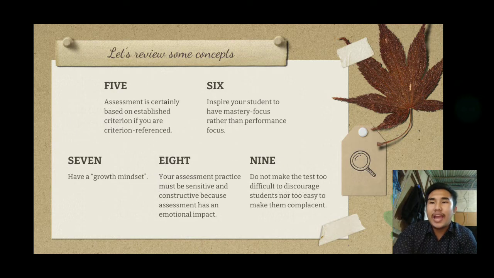Next, 5. Assessment is certainly based on established criteria if you are criterion referenced. So this is related to the previous strategy. So next, 6. Inspire your students to have a mastery focus rather than a performance focus. It says here to set their hearts on lesson mastery for the love of learning rather than on scores, grades, and performance. If they fail to get an item or items in the test, tell them not to worry and assure them that they will be taught again until mastery.